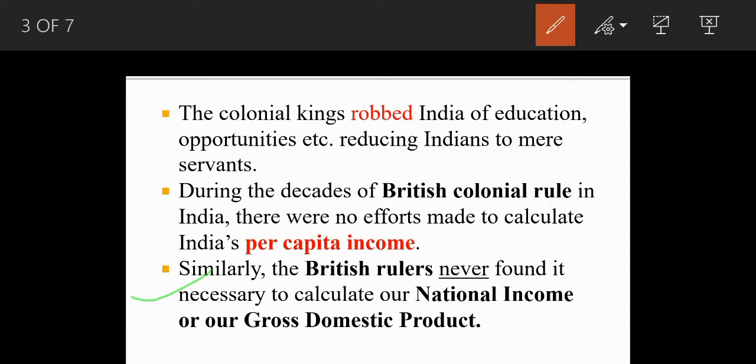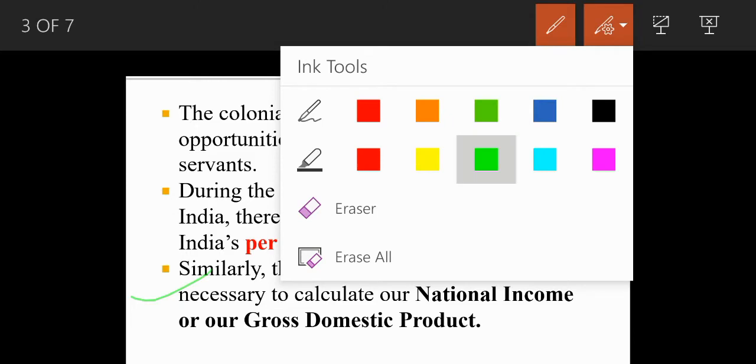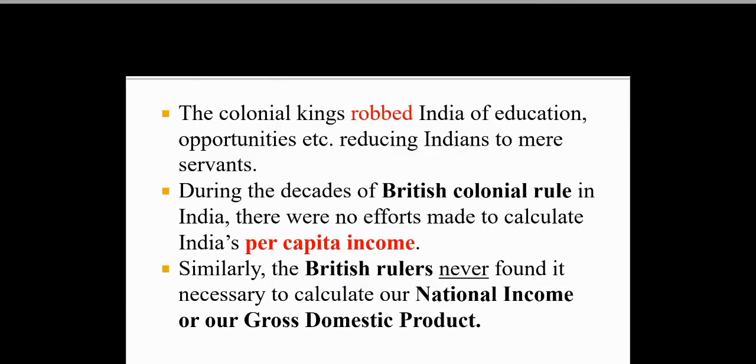Now let's move on to the next slide and see some more points regarding this particular topic.